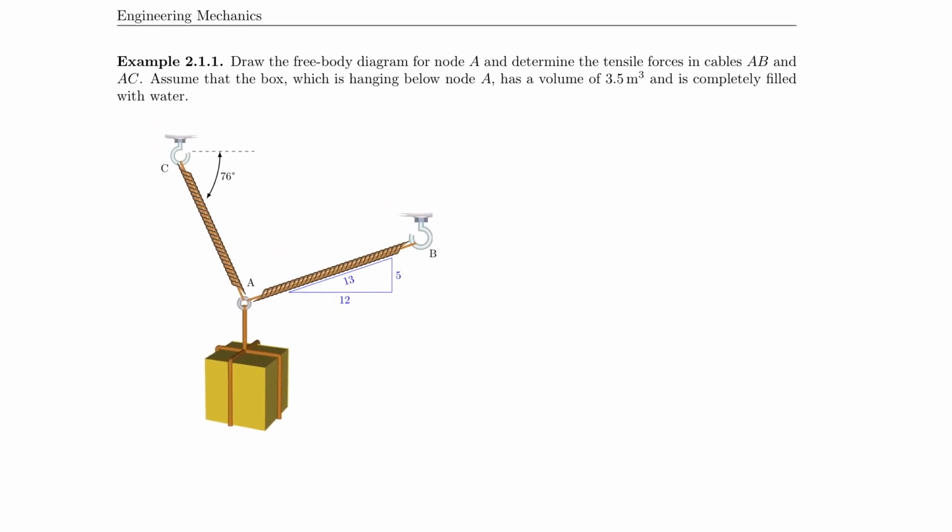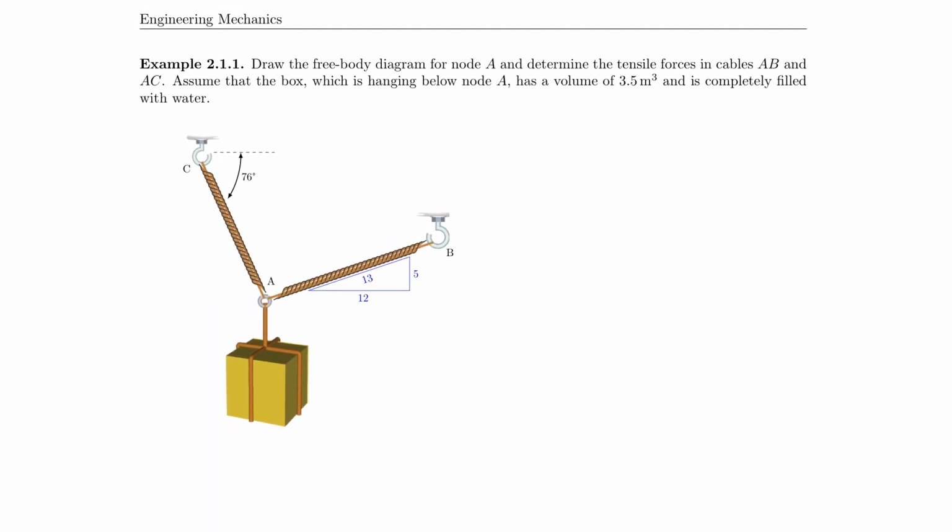So here we can see our very first example problem for free body diagrams and for calculating forces in cable structures. As always, the first thing for us to do is read the problem statement, and we are asked to draw the free body diagram for node A. Again, I'm nice enough to say that. Often you just have to solve it, but this actually leads you to the solution. Because afterwards you need to determine the tensile forces in cables AB and AC.